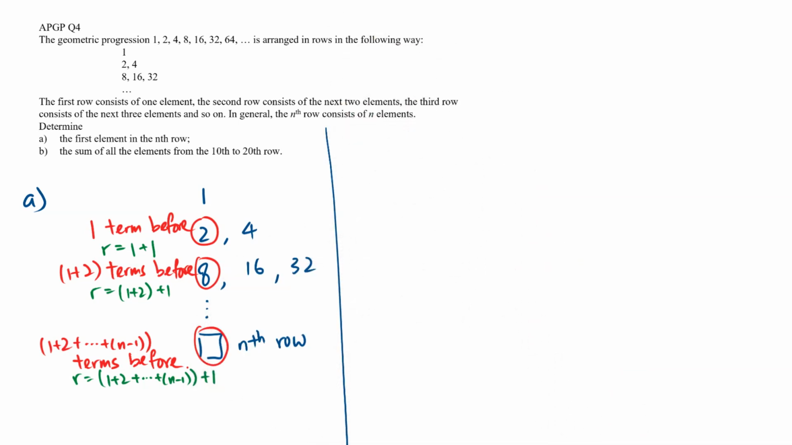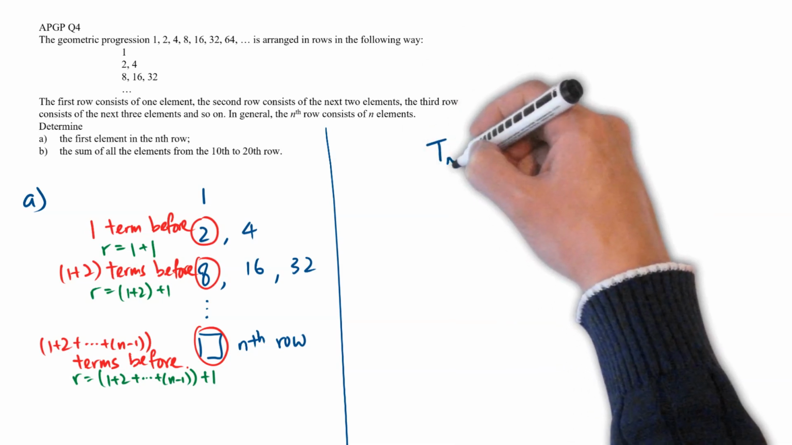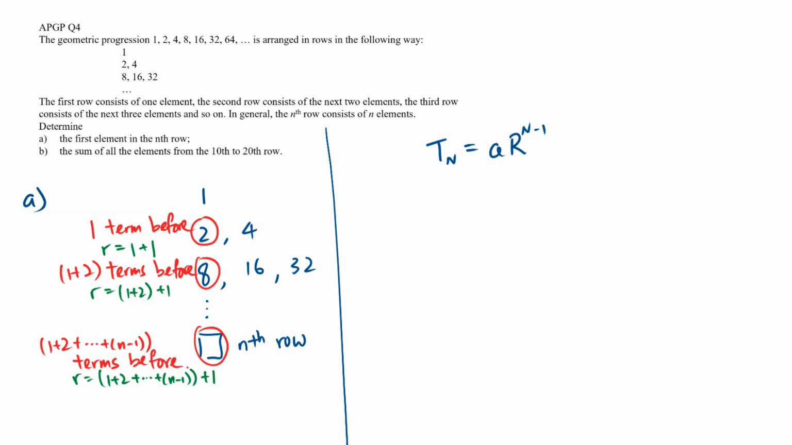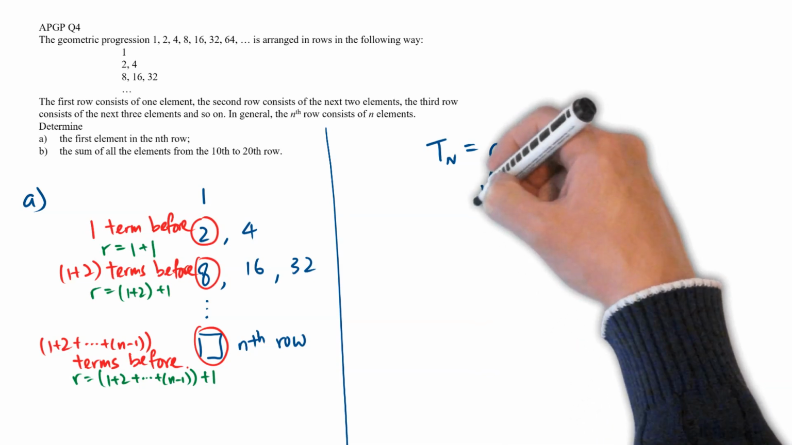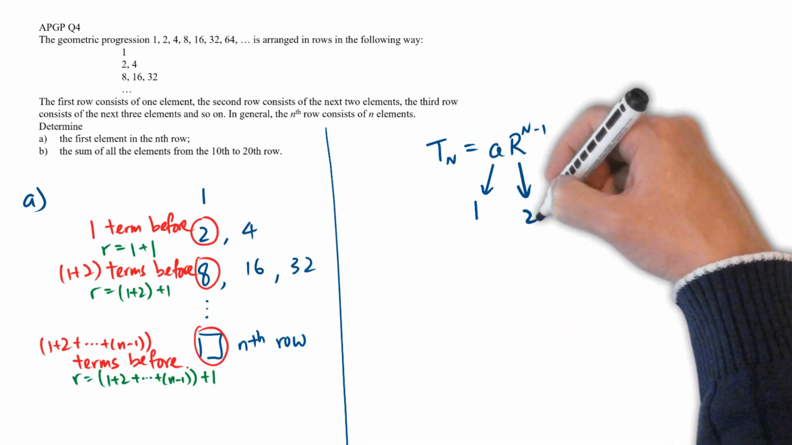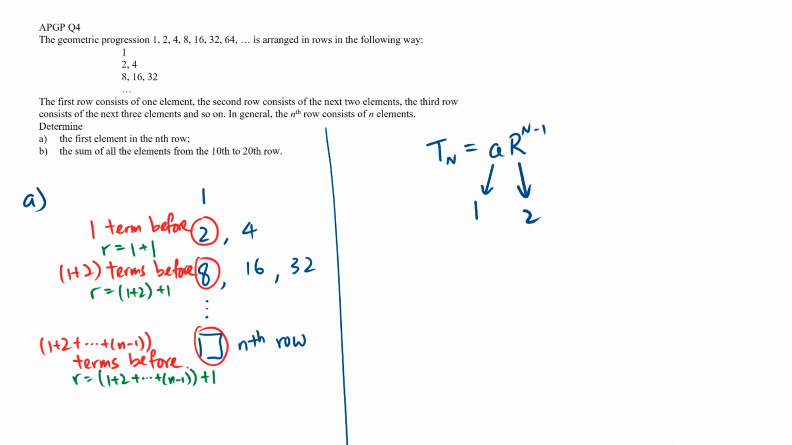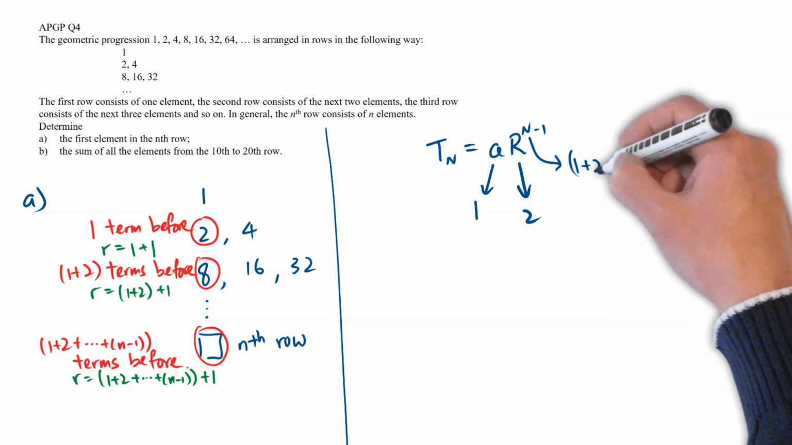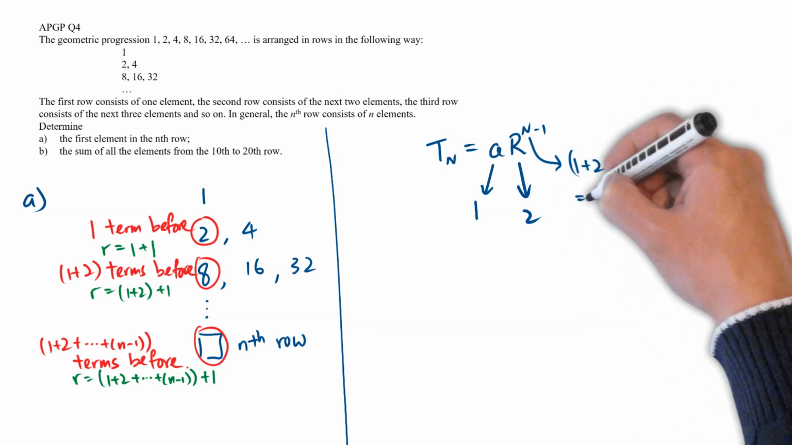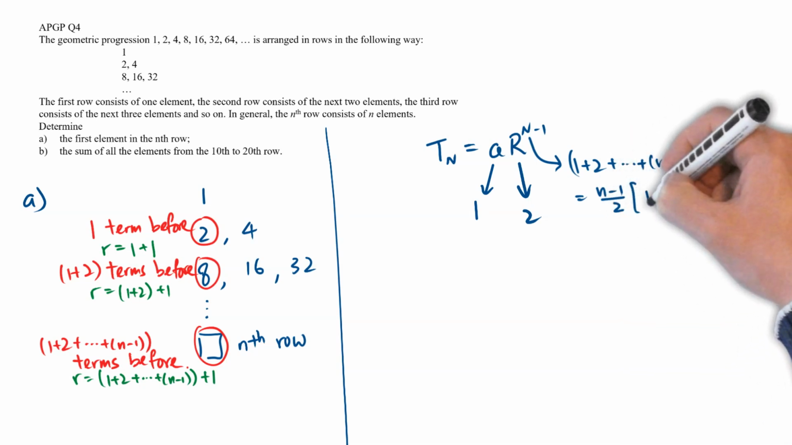To find any term within a GP, we simply have to use the formula Tn equals A R to the n minus 1. And for this GP, we know that A, which is the first term, is equal to 1. R, which is the common ratio, is 2. And n, the position of the term in the GP, is going to be equal to 1 plus 2 plus 3 all the way until n minus 1, plus 1.